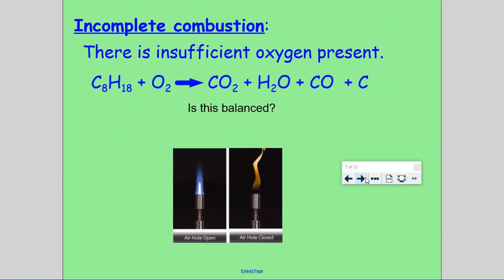And an incomplete combustion reaction still requires oxygen. However, the idea behind this is that there is not enough oxygen for this to react in the previous manner. Instead, you get a couple of other products produced. So you get the normally present CO2 and water, usually in the form of a vapor, and carbon monoxide, that dangerous one, and just solid carbon soot that is present in an incomplete combustion.